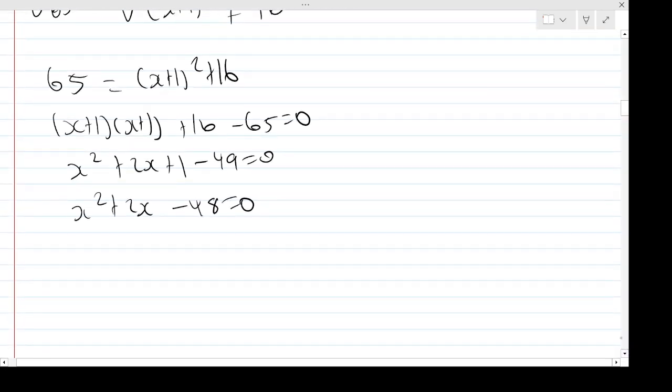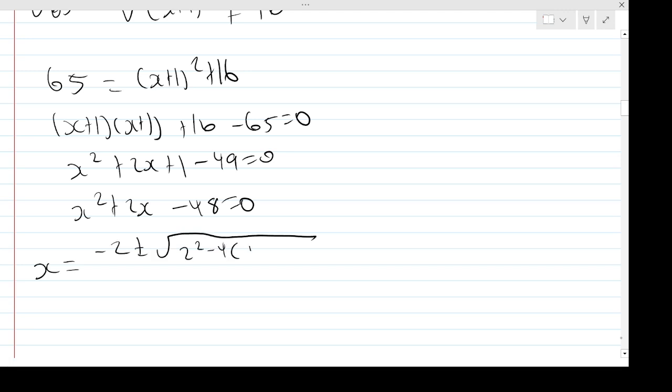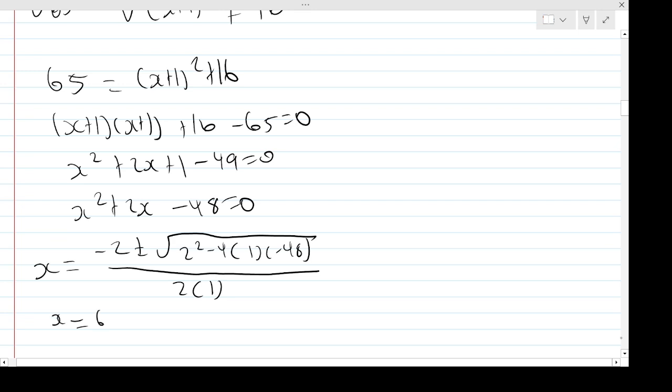And then this is a quadratic, right? And I can just use the formula. So x would be minus 2 plus or minus the square root of 2 squared minus 4 lots of 1 times minus 48. That's using the coefficients a, b, c of a quadratic, and that's over 2 lots of a, which is 1. And there we are. Put that in a calculator, and you get that x is either 6 or minus 8.